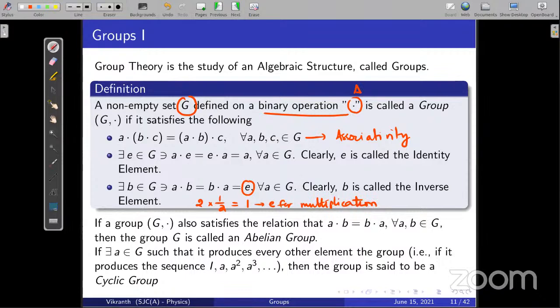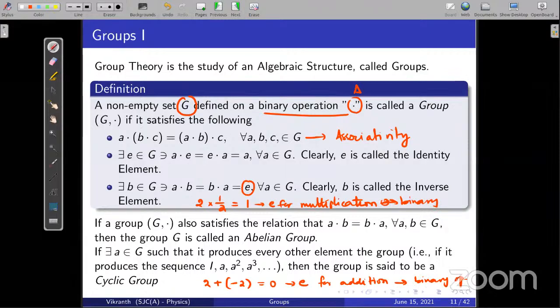Similarly, if we were to look at addition, I'm going to write at the bottom here. If I had 2, then if I add it with -2, I get 0, which is E, the identity element for addition. So multiplication here is a binary operation, and addition here is also a binary operation. All right. Again, you can go ahead and define different types of groups.